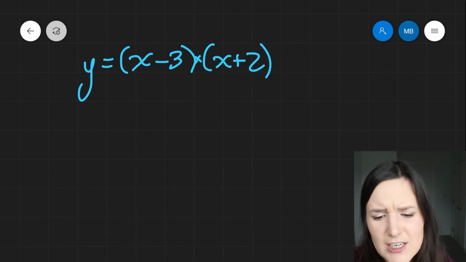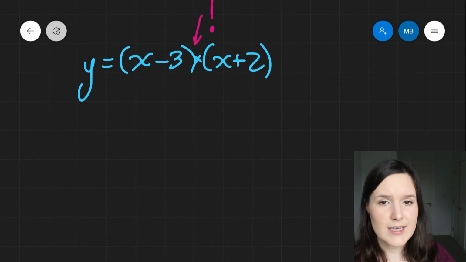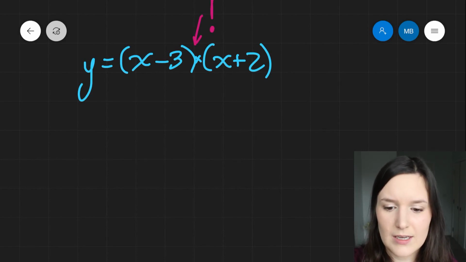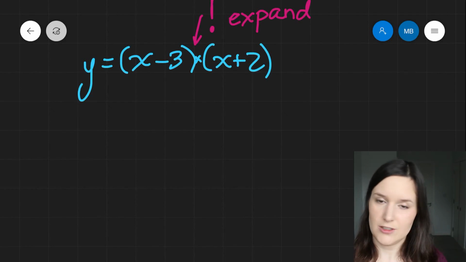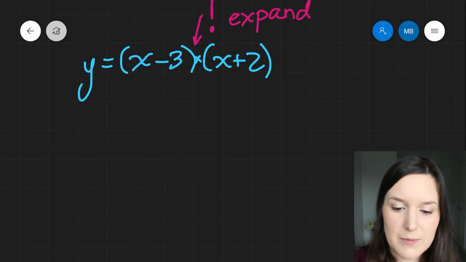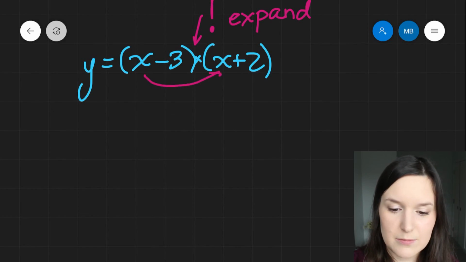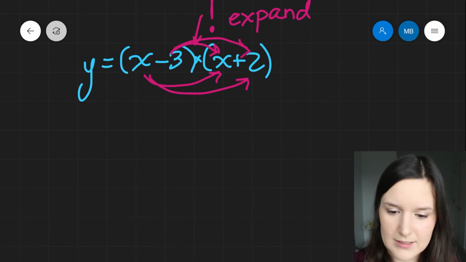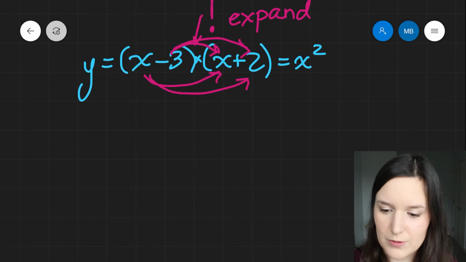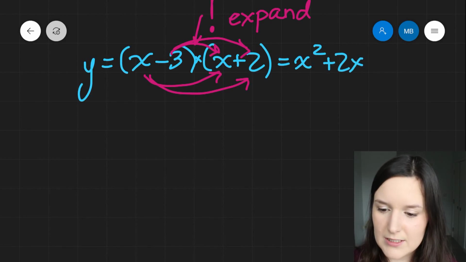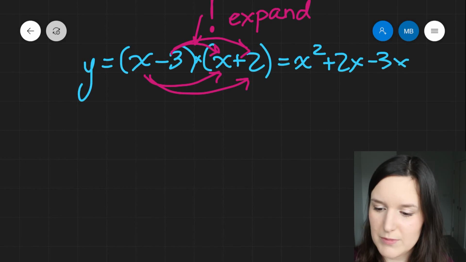You have to be extra careful. If there is a multiplication, you have to expand. Okay, expand to get an expression with powers and addition and subtraction only. So we'll expand those brackets by multiplying everything by everything. Okay, let's go. X times x is x squared. X times 2 is 2x. Minus 3 times x is minus 3x. And minus 3 times 2 is minus 6.